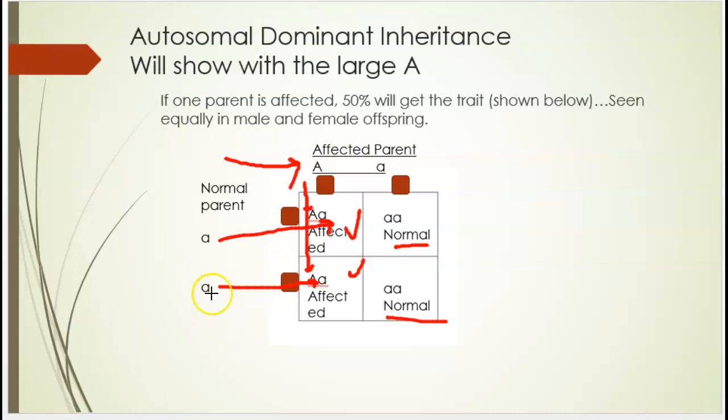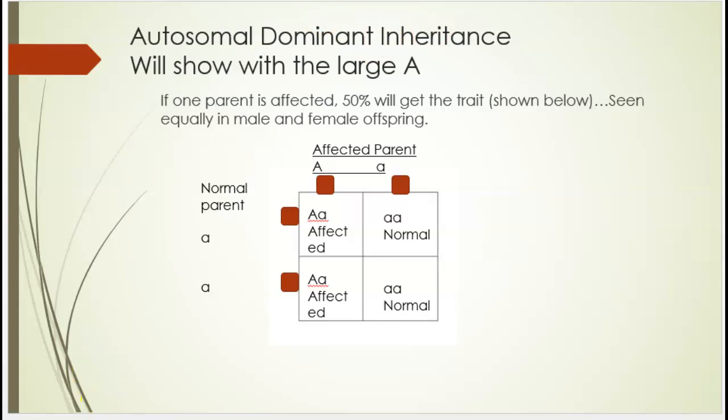Don't forget, with these Punnett squares, you might have two affected parents, right? And then you would bring those A's over, and you could see, of course, there's going to be a much higher chance of that happening and being transmitted. In this particular case, we will see 50% will get the trait.